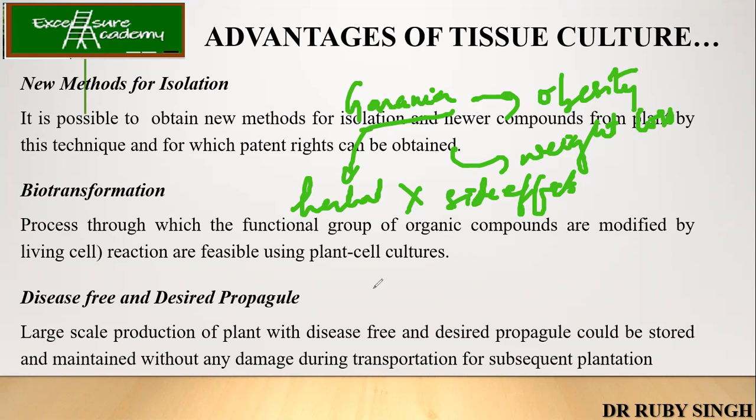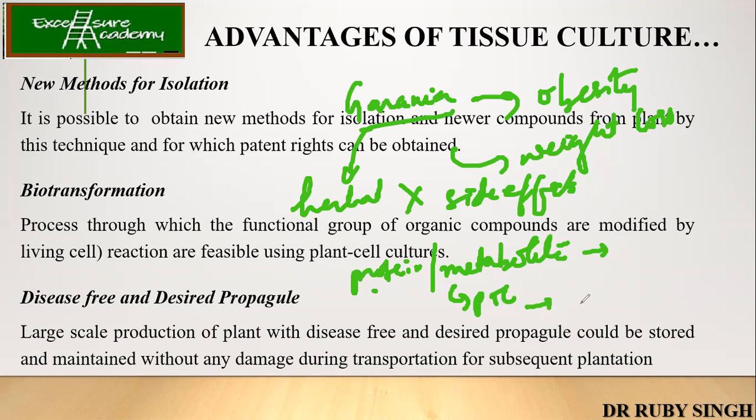So what they're saying is that sometimes you have a protein or any metabolite which, in its natural form, has some sort of toxic property. Now, suppose you culture it in the PTC, what will happen? The cells will take these metabolites and convert them into some other product. That product will be modified and not toxic. So this can be used later.